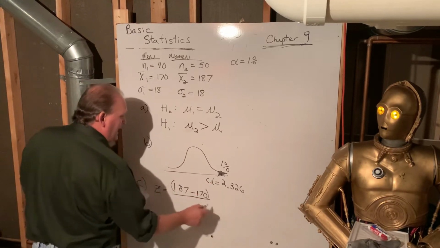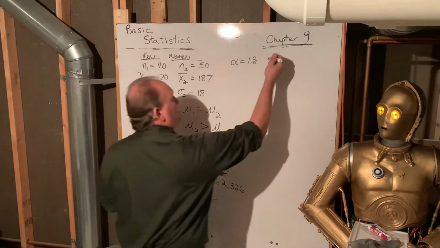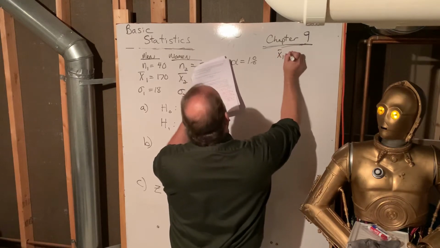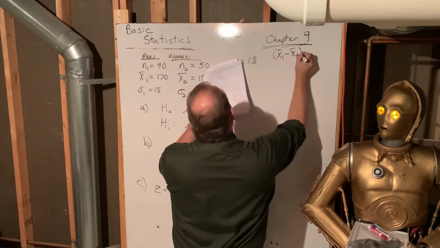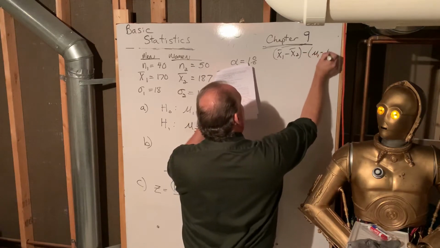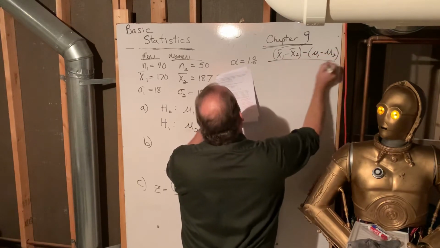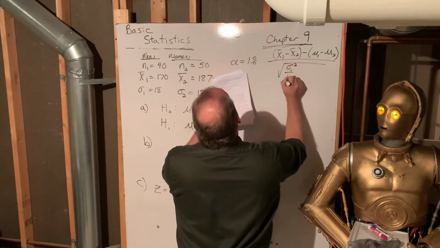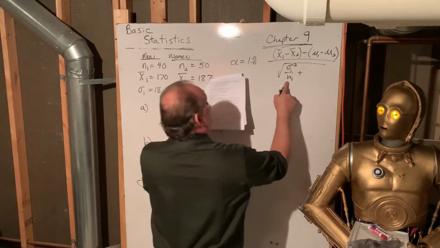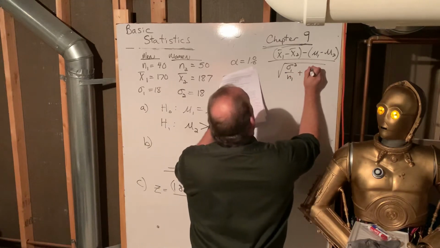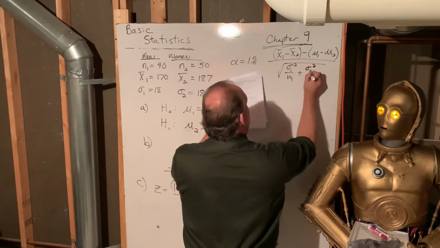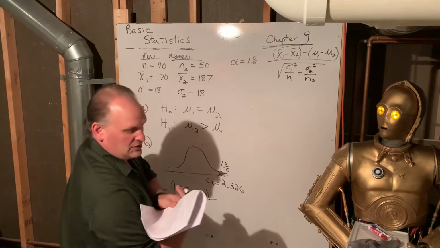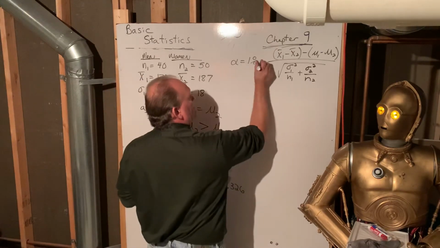Oh, also they have this in the formula. Let me write the formula up here for you. So it's on the note packet. X bar 1 minus X bar 2 in parentheses minus mu 1 minus mu 2 over the square root of the variance over the first population size plus the variance of the second over the second population size. So those do get paired. That's how to find Z.